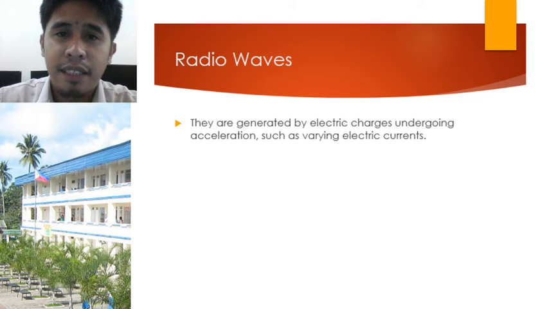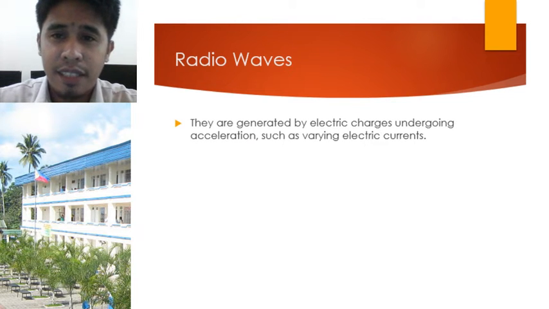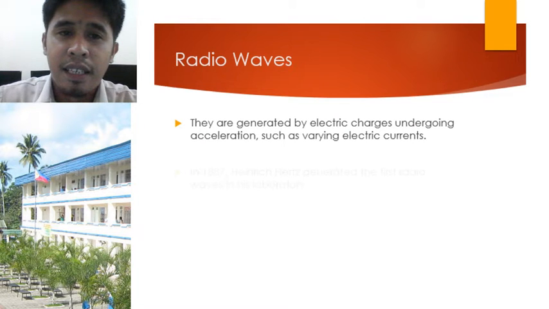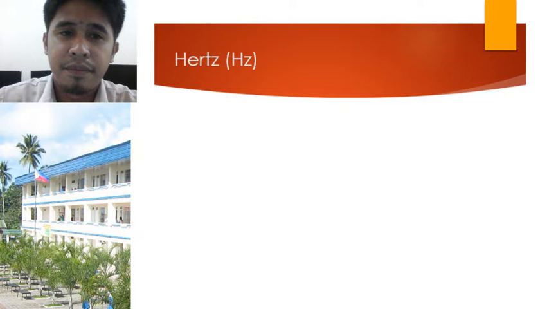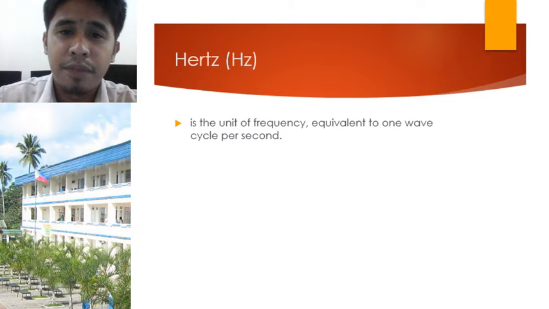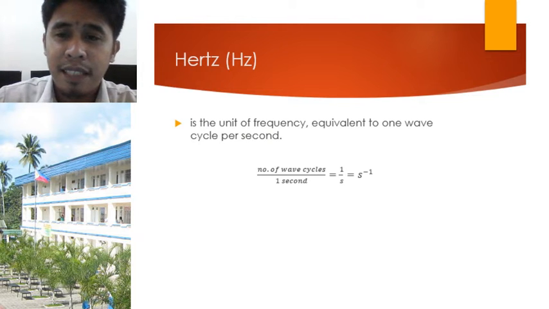Radio waves are generated by electric charges undergoing acceleration, such as varying electric currents. In 1887, Heinrich Hertz generated the first radio waves in his laboratory. Hertz is the unit of frequency equivalent to one wave cycle per second. This is further elaborated by this formula: number of wave cycles over 1 second equals 1 over second, which is equal to second to the power of -1.